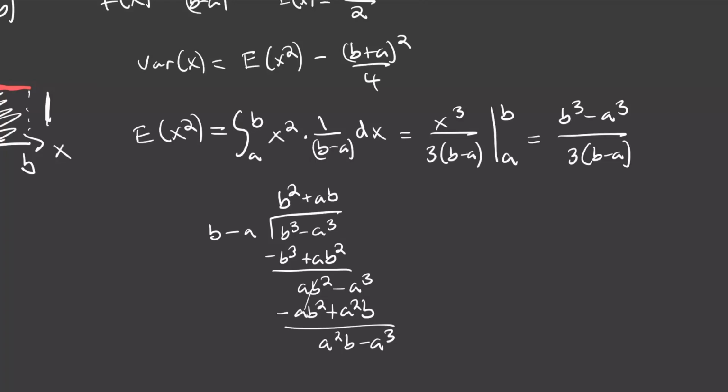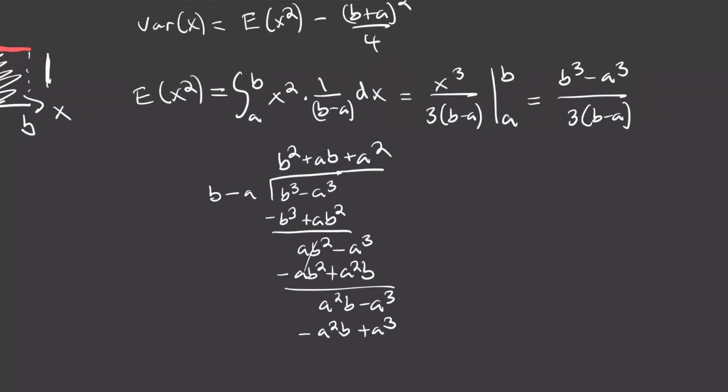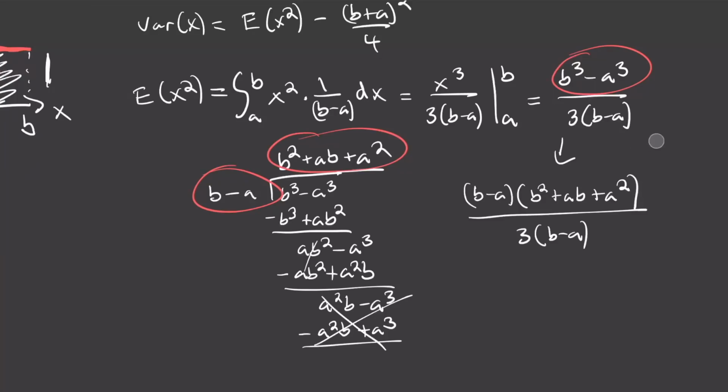Now b goes into this term right here, it goes in a squared times, so we say a squared, and then when I multiply a squared by this, I'm going to get a squared b and then a cubed, and I need to subtract this, so minus and a plus, and then these are going to cancel right here, so the remainder is 0. So we can decompose b cubed minus a cubed into this times this. When I plug that in here, this is what I get, and then the b minus a is going to cancel, one on top and one on bottom, and I'm just going to be left with this.